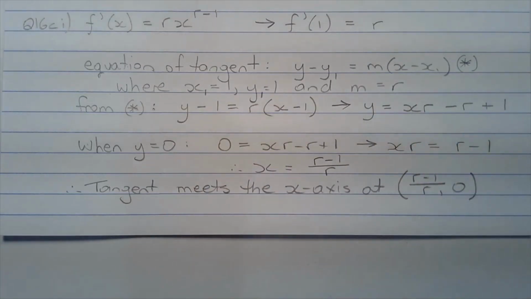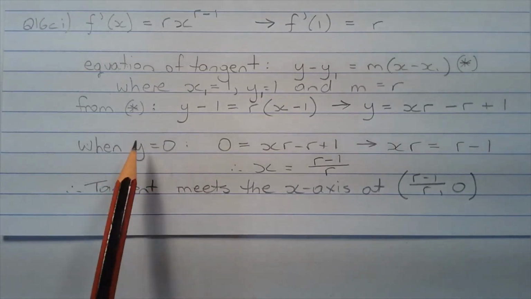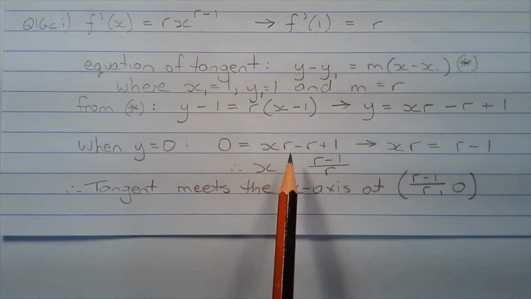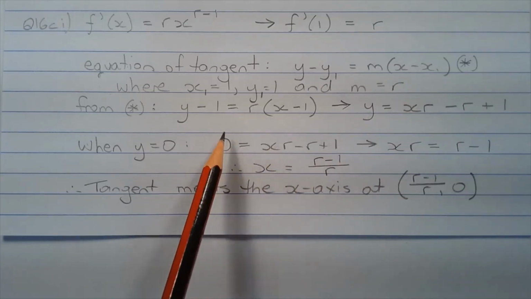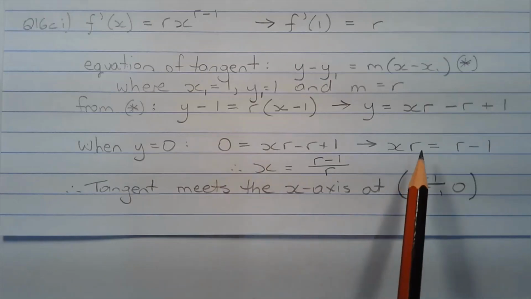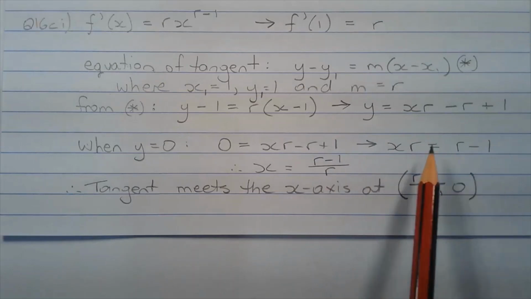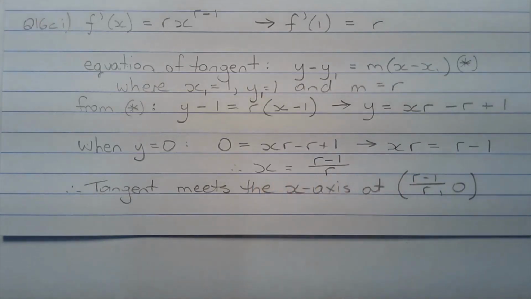Now the tangent meets the x-axis when y is equal to 0. So when y is equal to 0, substituting that value into the equation of the tangent we just found, we get 0 is equal to xr minus r plus 1. We want to find the value of x such that the y value is equal to 0. So rearranging the formula, we get xr is equal to r minus 1, and then dividing both sides of this equation by r, we get x is equal to r minus 1 over r. Therefore, the tangent meets the x-axis at r minus 1 over r, comma 0 as required.